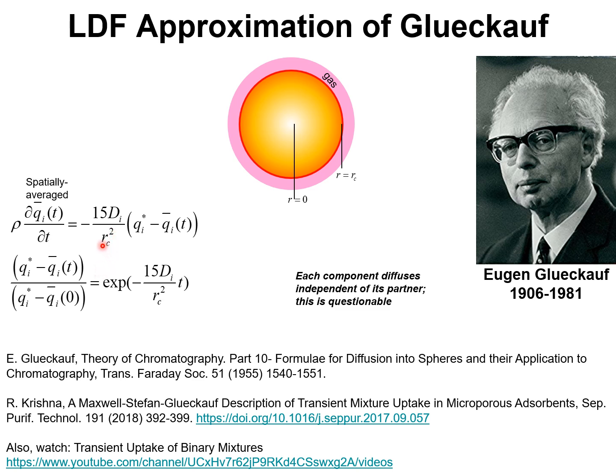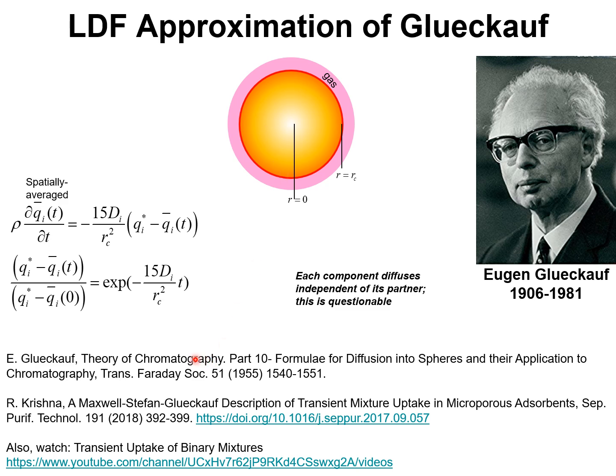We have a simple analytic solution to this linearized equation, and that is written in this form, where we have the numerator as Qi equilibrium loading minus the spatially averaged loading divided by the denominator term, which is the equilibrium loading minus the spatially averaged loading at time t equals 0, which is the initial loading within the crystal.